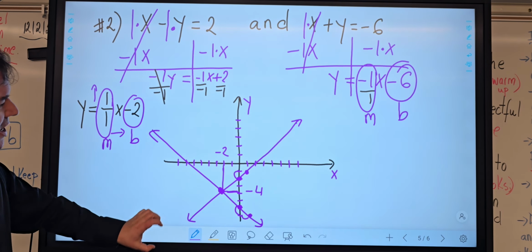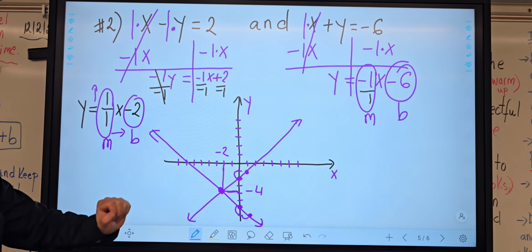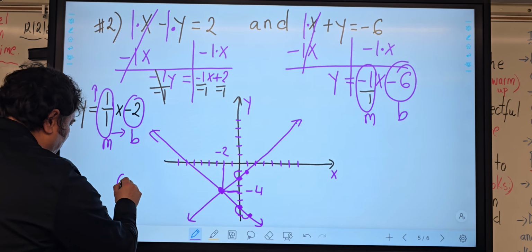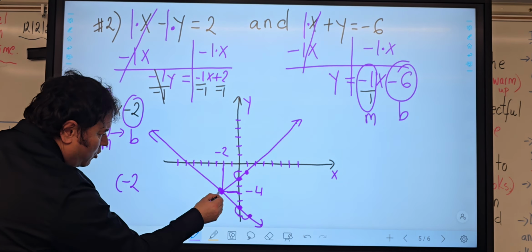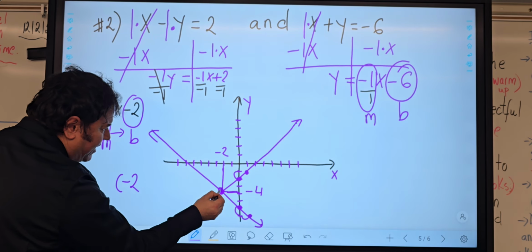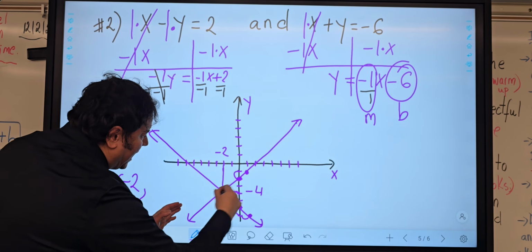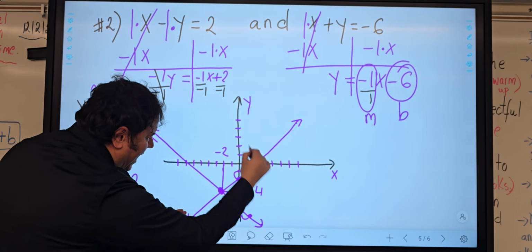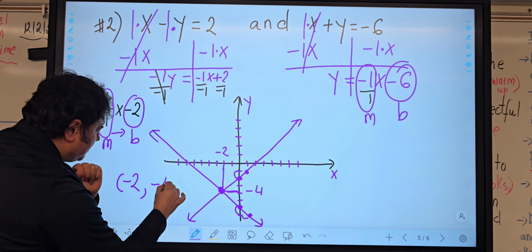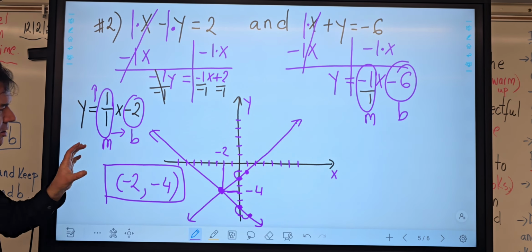I'm not exactly perfect because I do not have a perfect coordinate graph, right? But I did the best I could, right? So the location of that point is negative 2. That's our x, right? You go up until you cross the x-axis from that point to find the location of that point, which is negative 2. And to find the location for y, you go to the right until you cross the y-axis, and we cross the y-axis at negative 4. And that's our answer. Negative 2, negative 4.